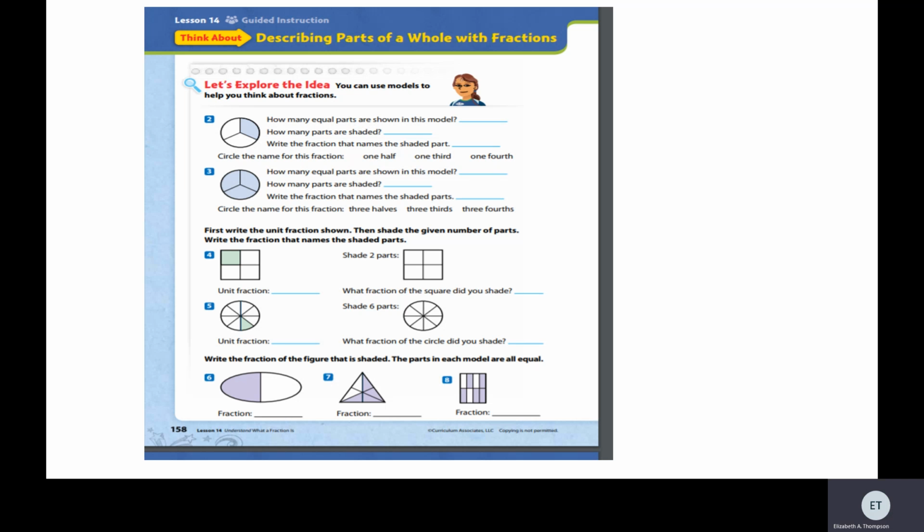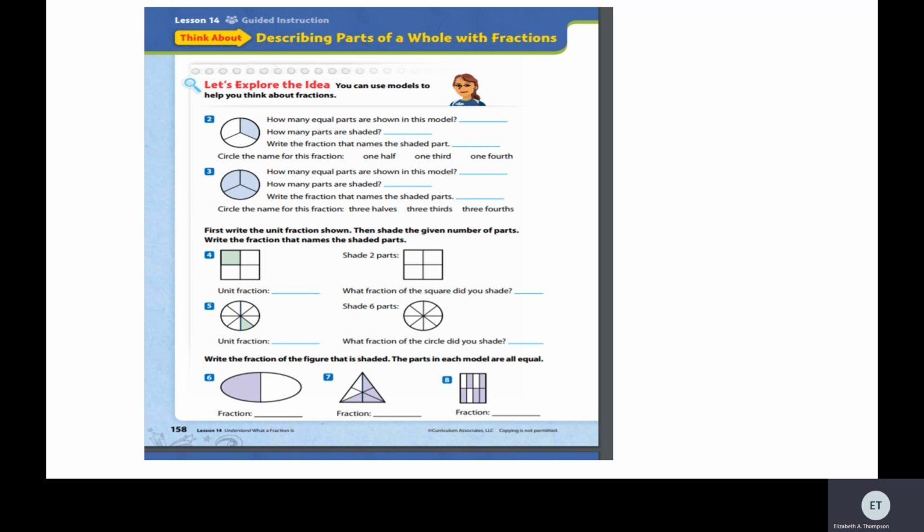Let's do the same thing with number 5. Write your unit fraction and then go over and shade in 6 parts of that circle. Boys and girls, if you need to slow down because I'm going too fast, on your video, you can hit pause and do what you need to do, and then hit it again to resume the video.